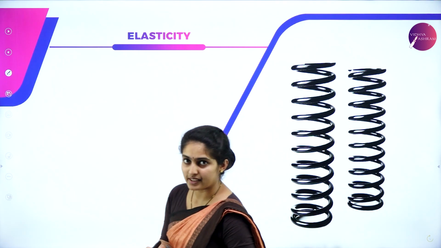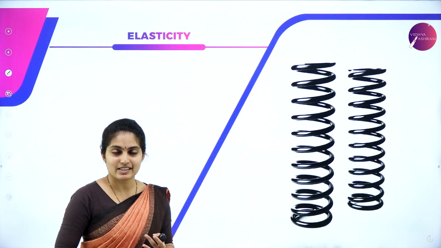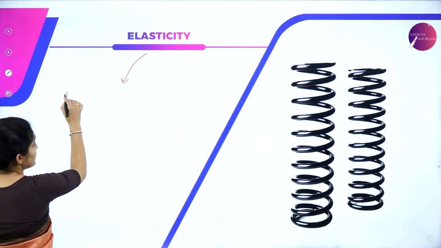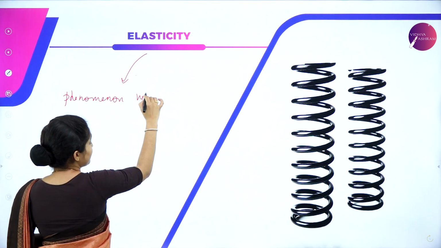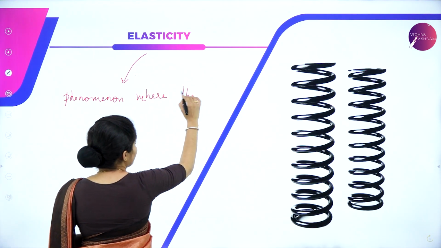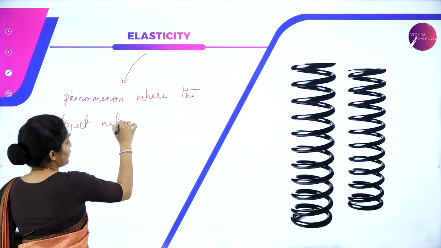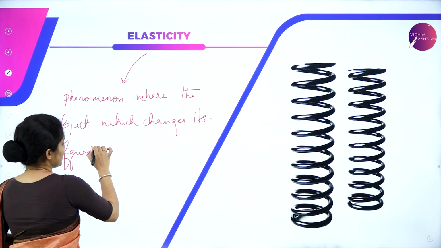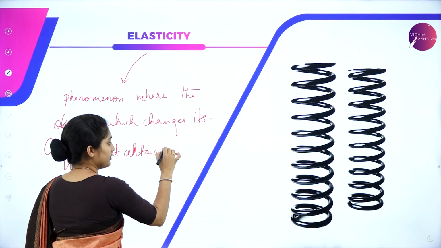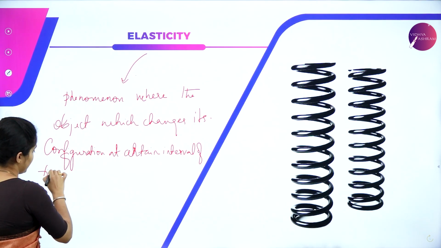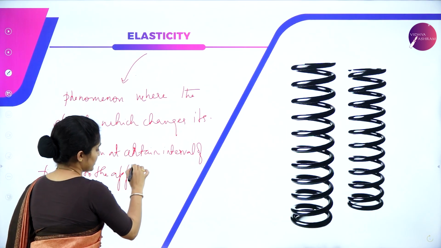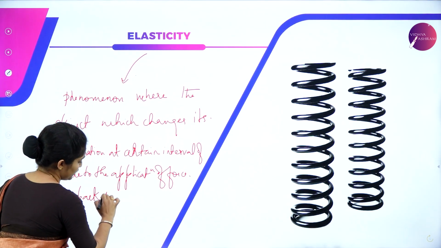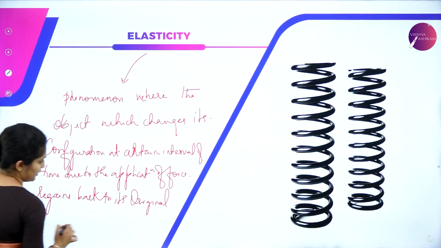So what is meant by elasticity? There are two types of concepts here. One is elasticity, which we study, and the other property is plasticity. Elasticity means, as you can see here, there is a spring. Elasticity is the phenomenon where the object which changes its configuration at a certain interval of time due to the application of force regains back to its original shape.